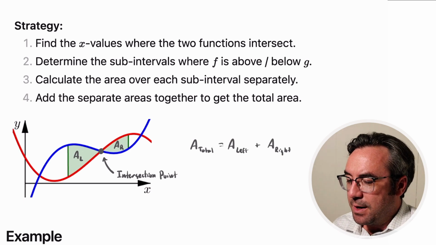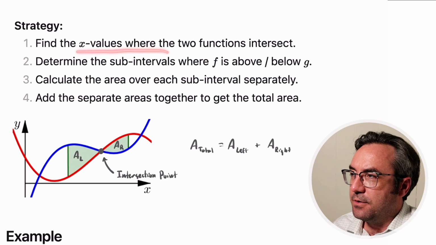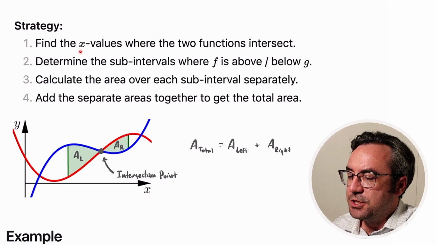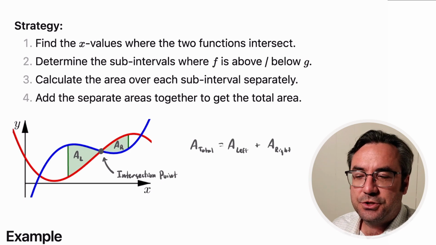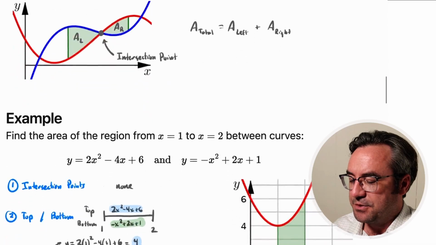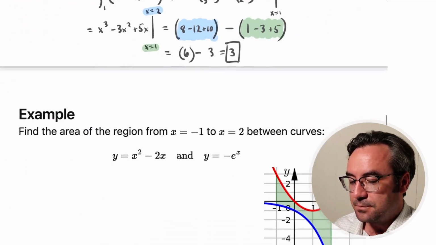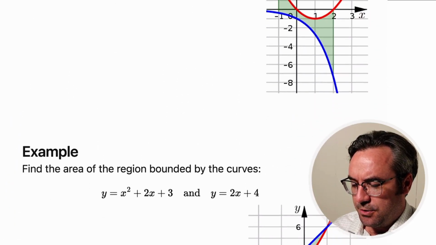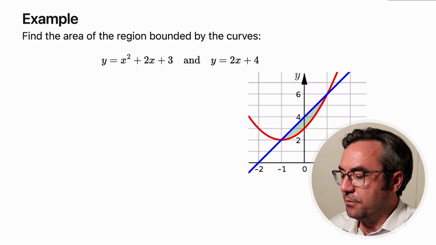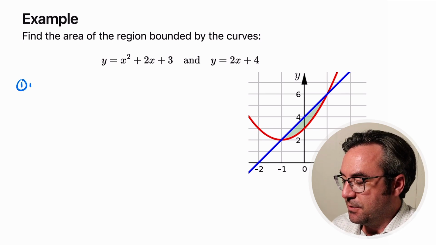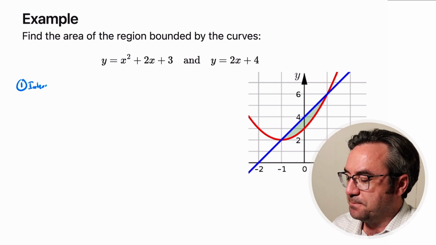So I want to practice one example. We're not going to finish it, but I want to just go through how we find the x values where two functions intersect. So how do we find these intersection points? Let's go to this one. This one's good. We're just going to start this one and we'll finish it in class. So let's figure out the intersection points.